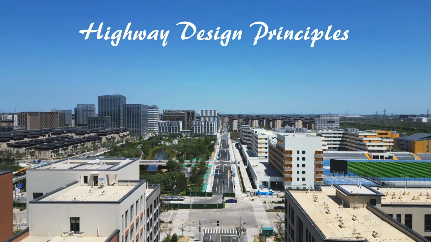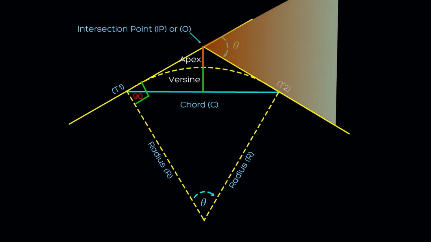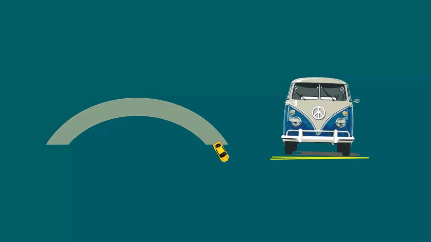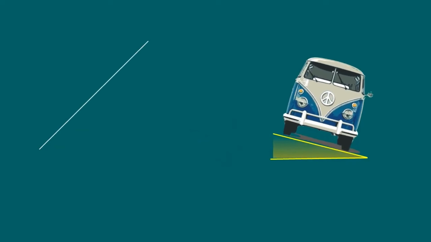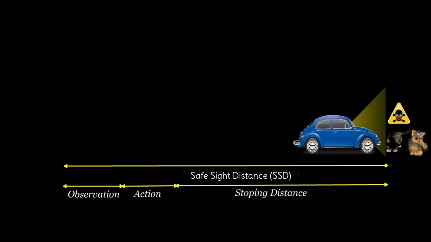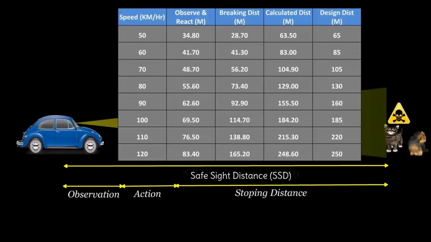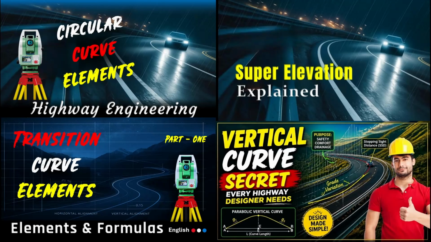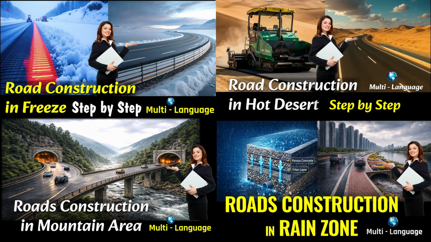And remember, advanced topics such as circular curve design, transition curve design, super elevation, stopping sight distance, and vertical curve design are already discussed in detail in separate videos in this channel. And also, the road construction procedures in extreme climatic zones are discussed in detail in separate videos in this channel. So please watch this episode carefully till the end.